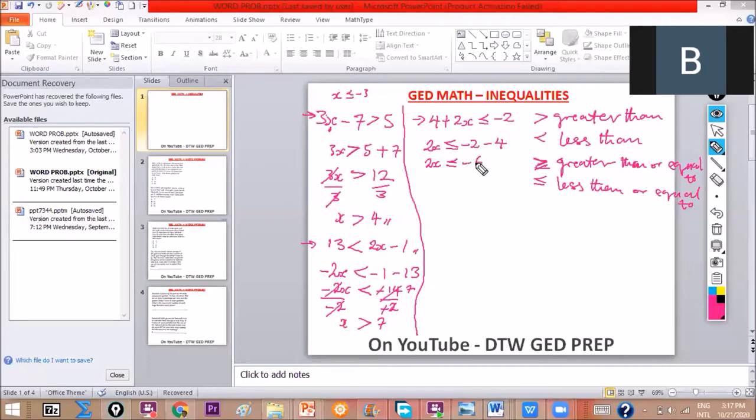A minus 6. Now we divide both sides by positive 2. By dividing by positive 2, the sign will still remain the same. So this will cancel out. So we have x is less than or equal to negative 6 divided by 2, which is negative 3. Okay, so you got this. This is the right answer.